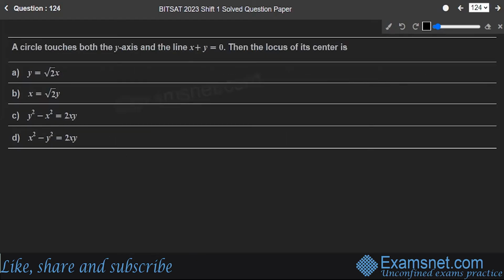Hope you understood that. Next is question 124. A circle touches the y-axis and the line x plus y is equal to 0. So here you have the circle.